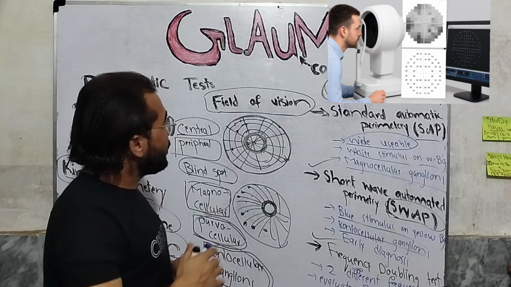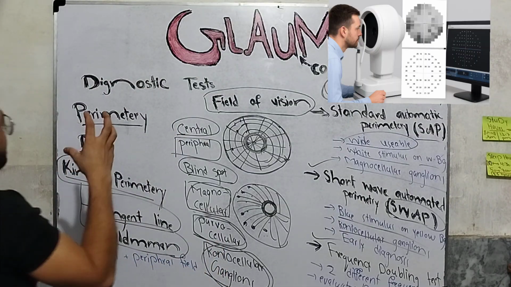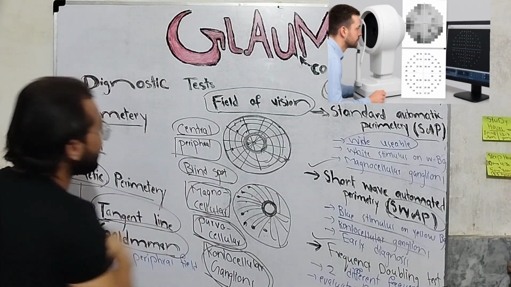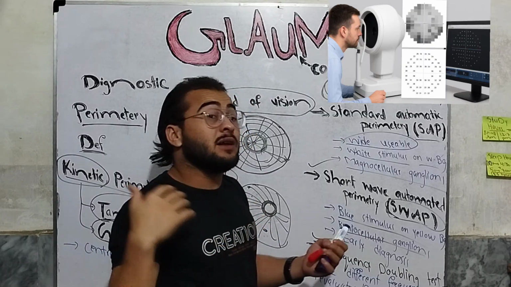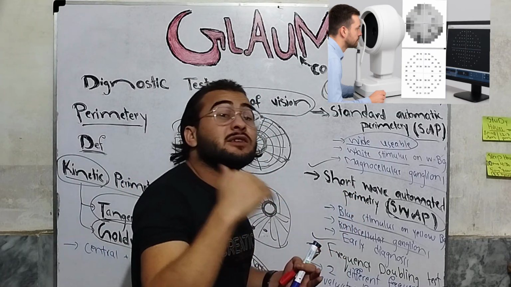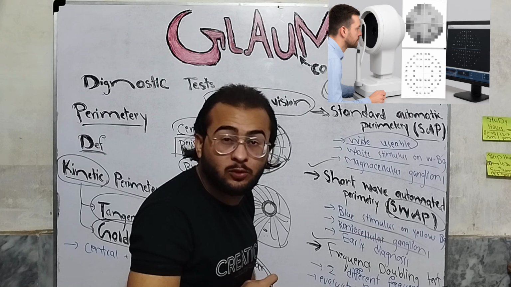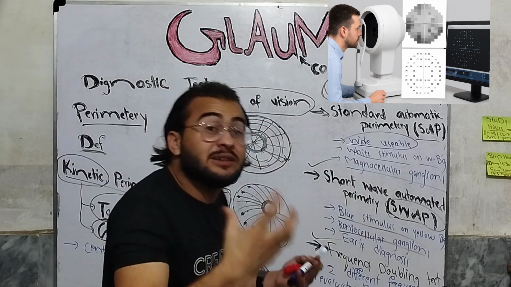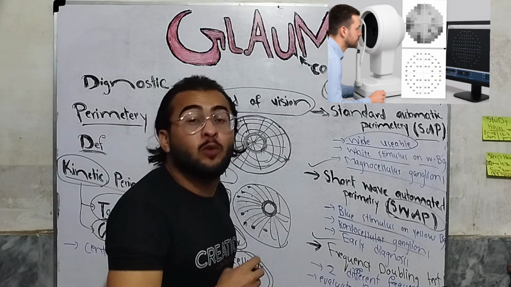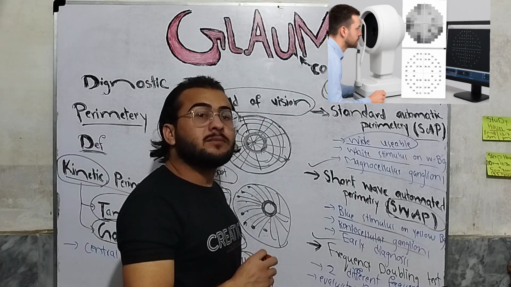So this was about perimetry, the field of vision, and the different types of perimetries. In the next lecture we will discuss the different types of visual field defects, which we can detect through this method, through this procedure.